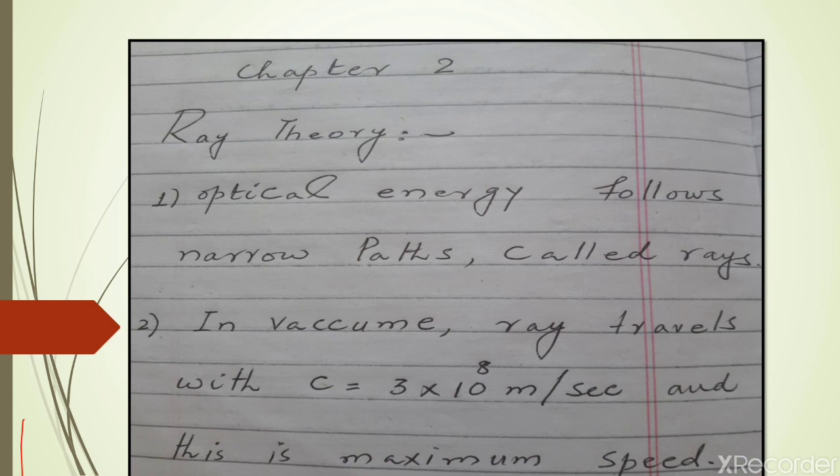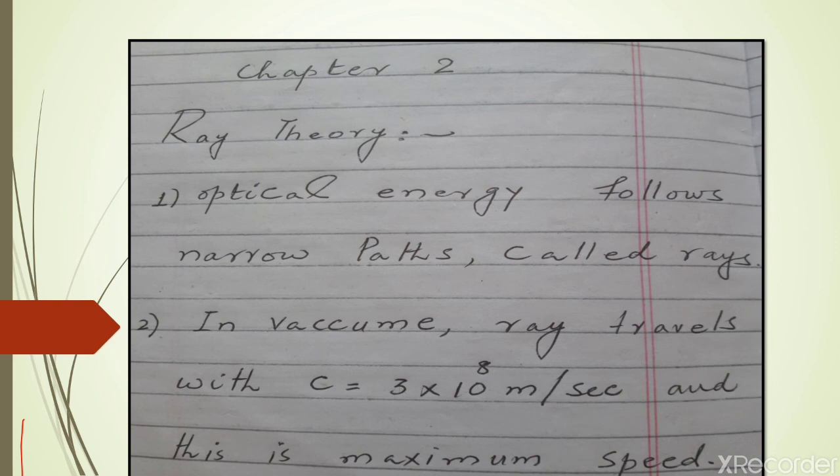We start chapter number 2, and the first topic of chapter number 2 is the ray theory of light. So optical energy follows narrow paths. These narrow paths are known as rays.